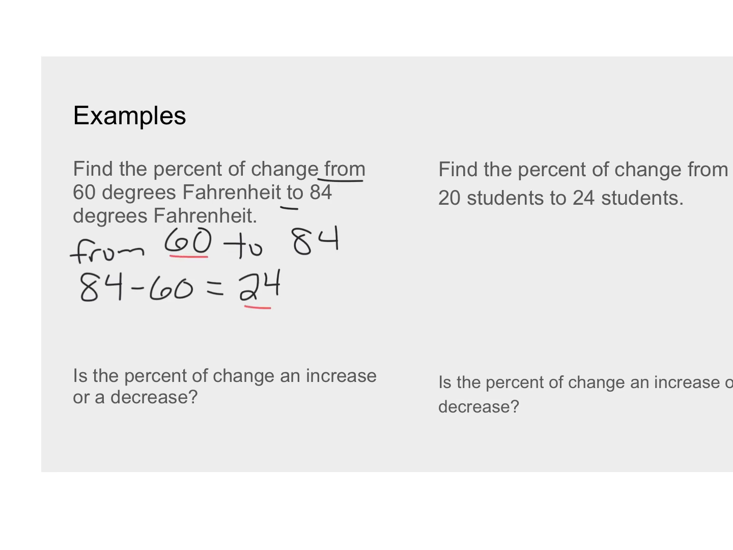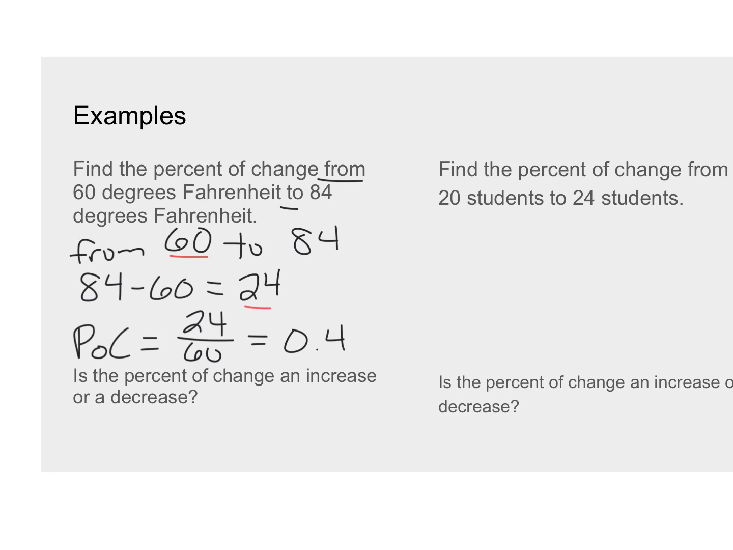So can we find the percent of change? Percent of change equals the amount of change. What was the change? 24. What was the original? 60. Now we need to divide those: 24 divided by 60, and you get 0.4. Now, we're looking for percent of change. Is that written as a percent? No. How do we write it as a percent?